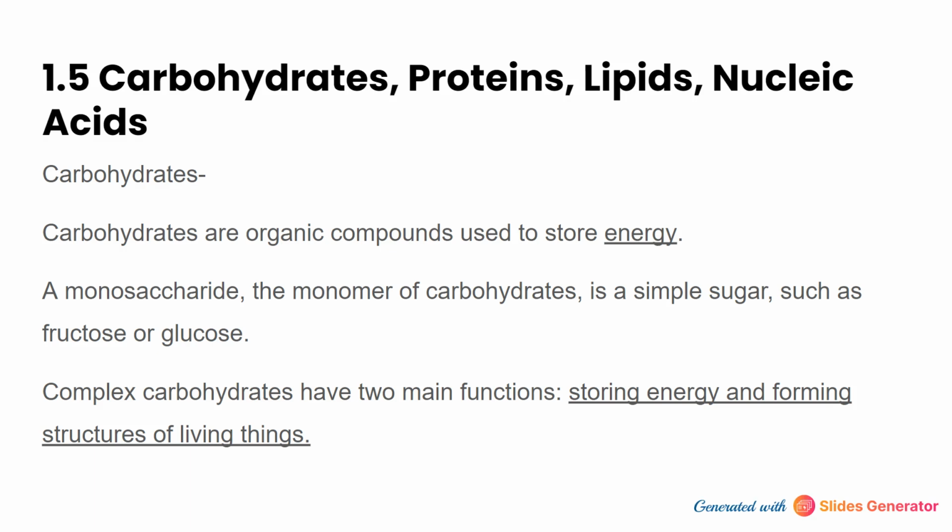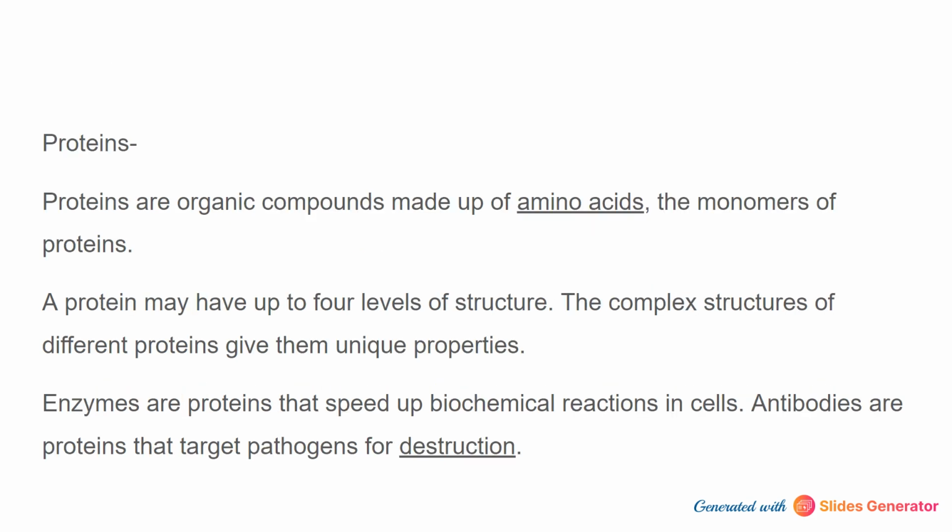1.4, carbohydrates, proteins, lipids, and nucleic acids. So for carbohydrates, they are organic compounds used to store energy. A monosaccharide, a monomer of carbohydrates, is a simple sugar, fructose, glucose. Complex carbohydrates have 2 main functions: storing energy and forming structures out of living things. Proteins. Proteins are organic compounds made up of amino acids. A protein may have up to 4 levels of its structure, so it's quite complex. And enzymes are proteins that speed up reactions in our cells. So antibodies are proteins that target pathogens for destruction.